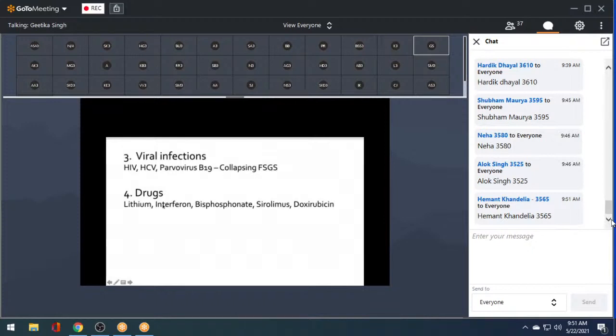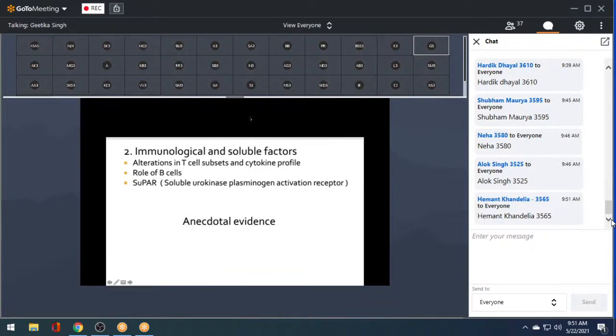And then there are certain drugs which can also directly damage podocytes, like lithium, interferon, bisphosphonate, sirolimus. Again, these are the rarer causes. Let me tell you that the bulk of childhood nephrotic syndrome really is this: the thing that we don't know what it is. We have no idea why this is happening, but this is the bulk of nephrotic syndrome in any clinical setting.